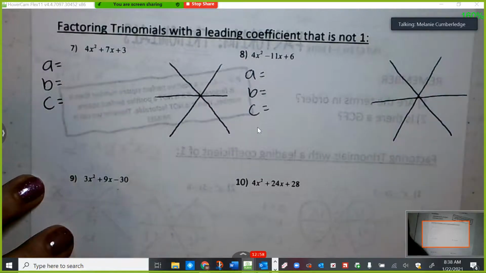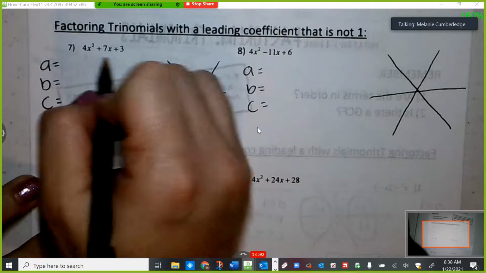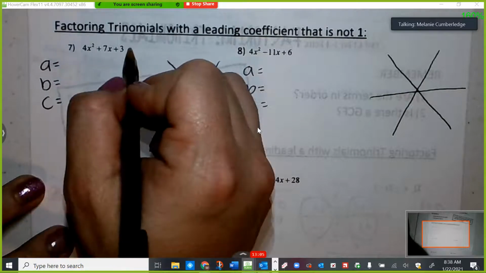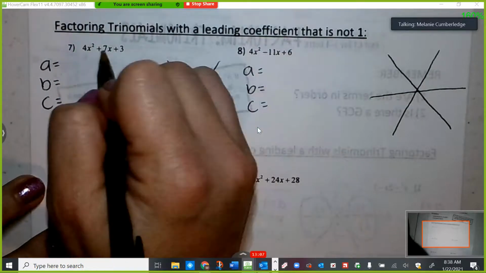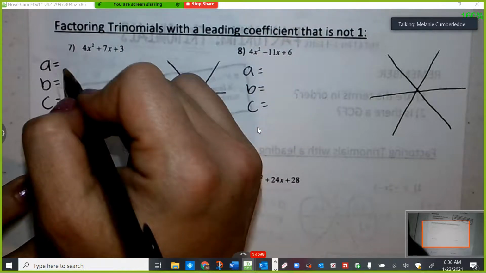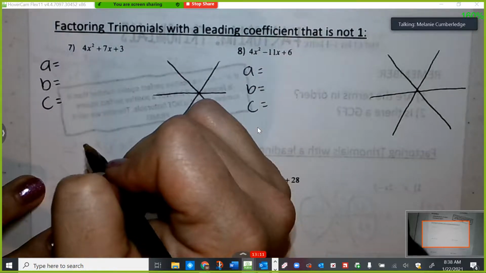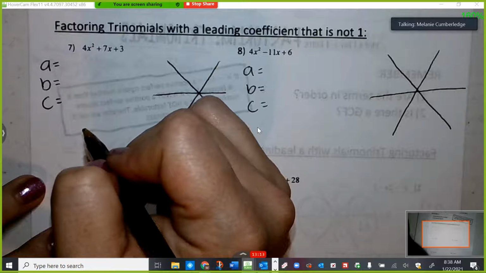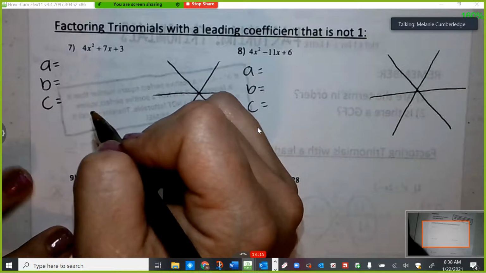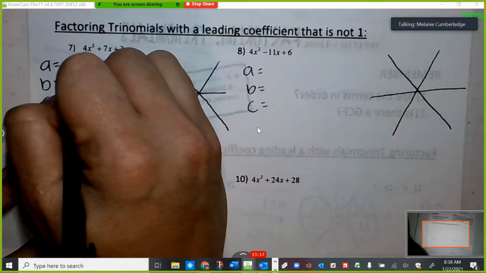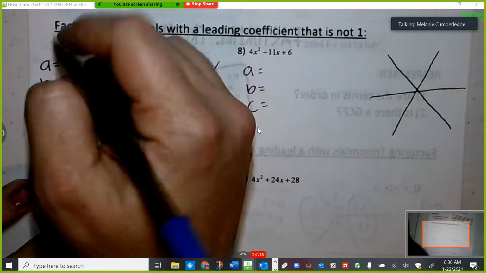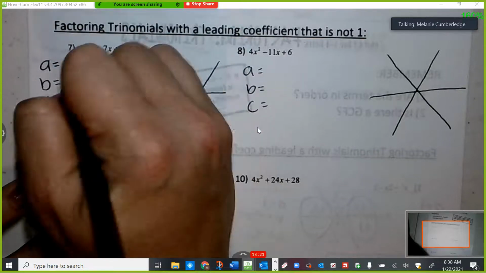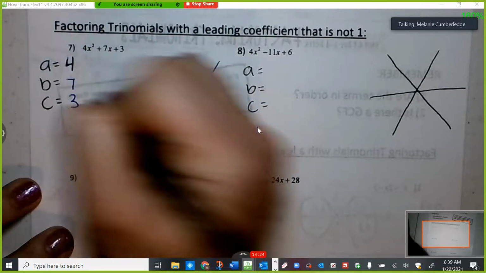One thing I want you to realize is that we make sure it's in order. X squared, x, no letter, so it's in order. And there's no GCF of all 3 numbers. Does anything go into 4, 7, and 3? No. 3 and 7 are prime, so we don't have to worry about it. A is 4, B is 7, and C is 3.